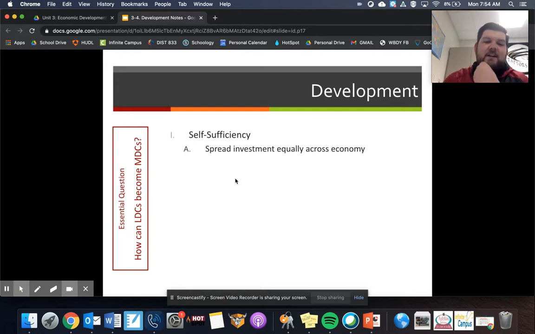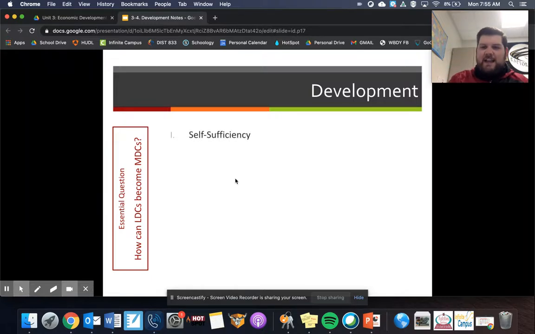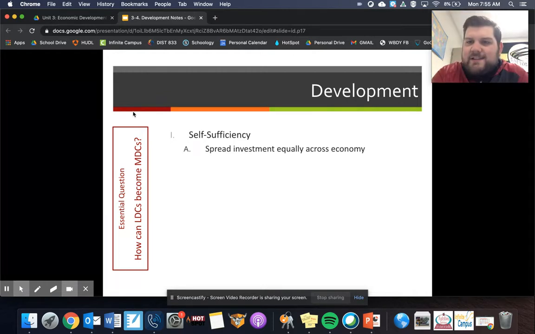Next, we're going to talk about some of the theories of development, and what experts believe. There are three different types of theories on how a country will best develop economically. So the first ideology that we have is self-sufficiency, which is where the government or the economy spreads investment equally across the economy, so everyone gets equal investment and equal returns. Everything is spread equally across the economy.